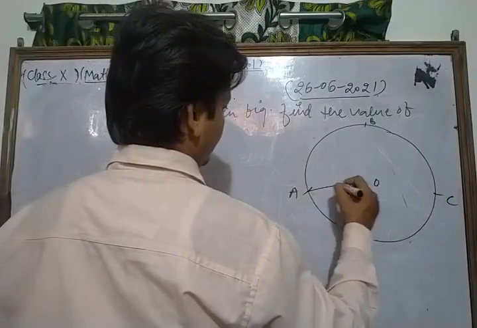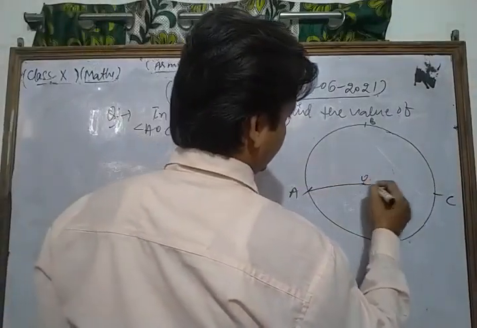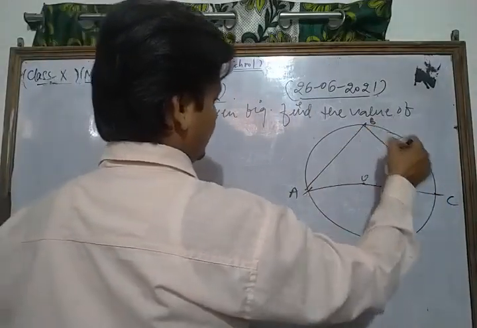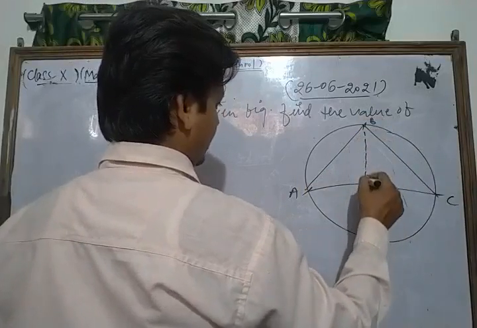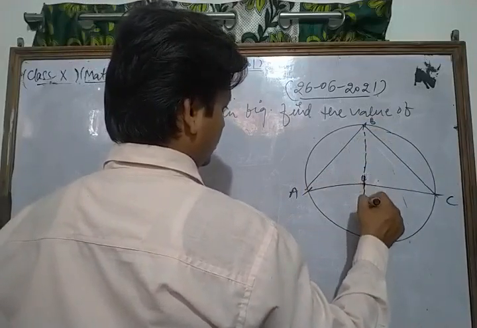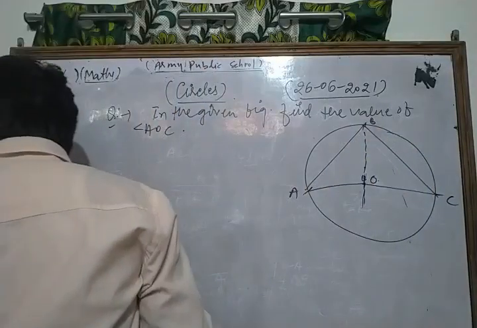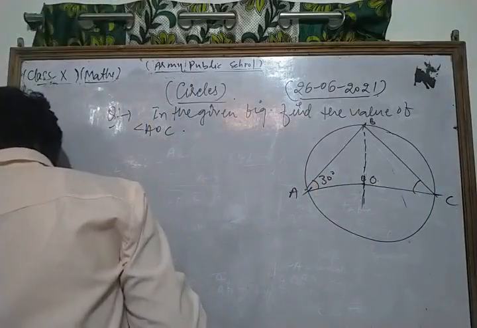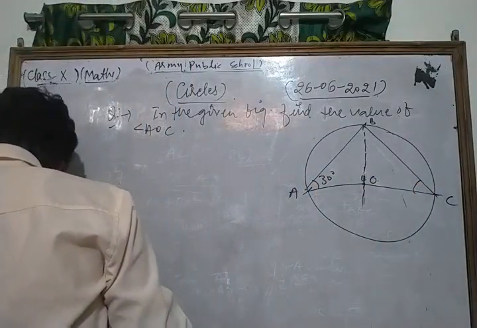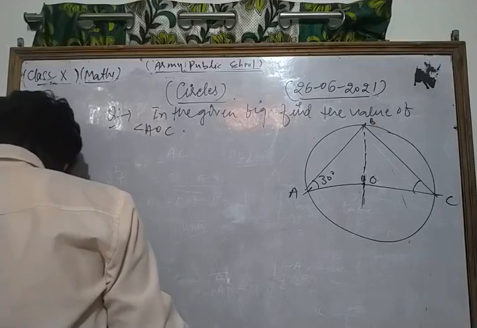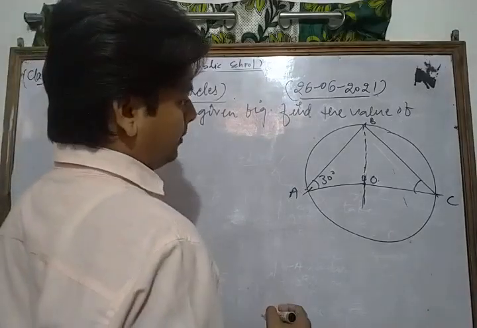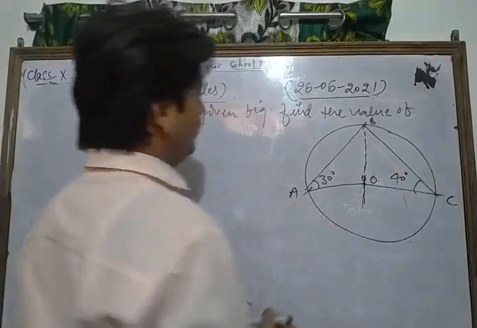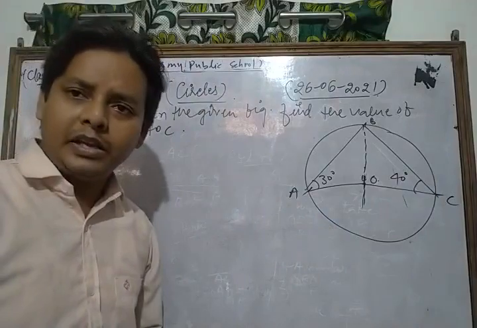A is in this way, and a line passes through O. Here this is 30 degrees, this is 40 degrees, and this is 40 degrees. Now we find angle AOC.